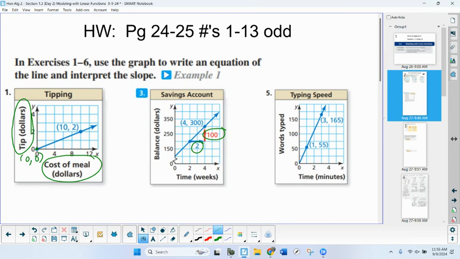This one, what's the balance per week in your account? The balance per week. How much does it go up per week? Or how much are you adding to your account each week?